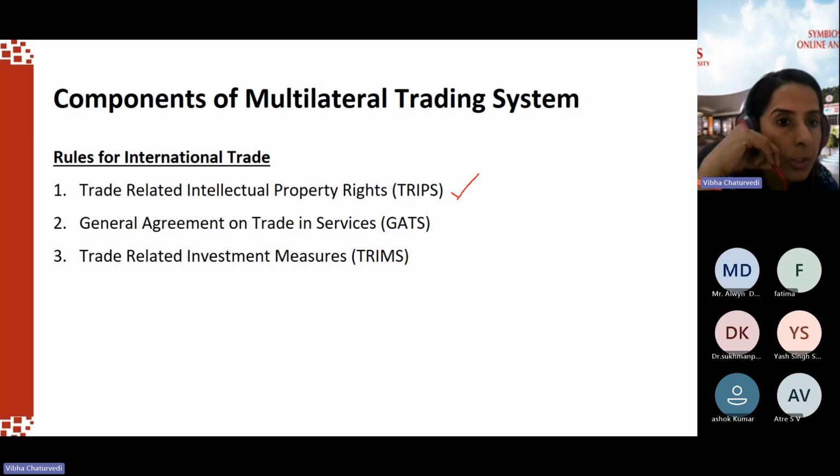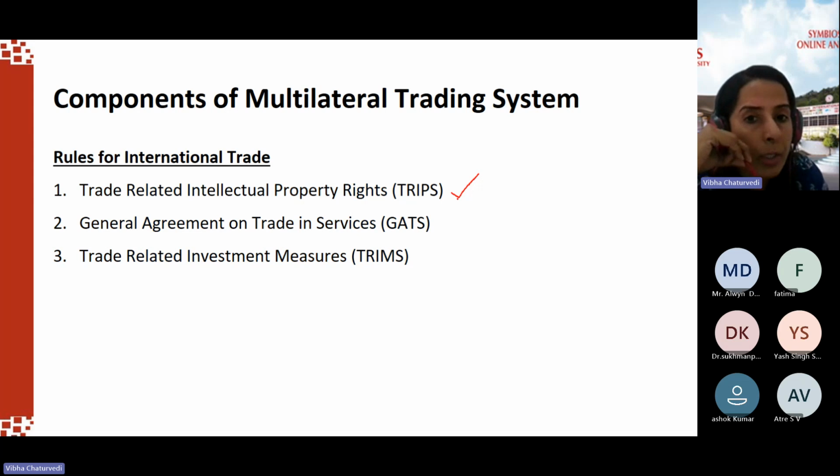So what is trade related intellectual property? What is TRIPS? TRIPS is trade related intellectual property, right? And so governments created this multilateral rule to protect intellectual property through patents and copyrights. And the issue became clear in the 1980s when firms and individuals were able to make profit by producing a lot of fake counterfeit products.